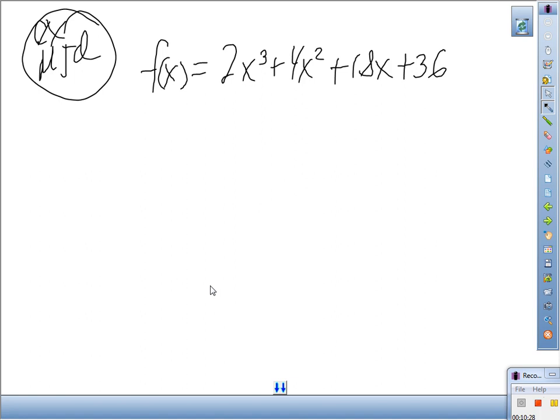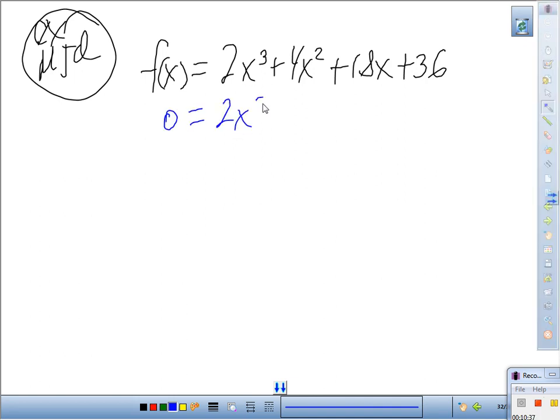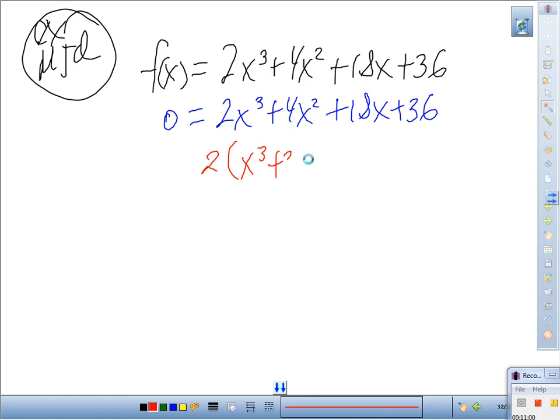All right, let's see. Get us started, please. Carlo, what's the first step? Set equal to 0. Very good. 2x cubed plus 4x squared plus 18x plus 36. Pass it to another group. Damien, what's the next step? GCF. What is GCF? 2. That is correct. X cubed plus 2x squared plus 9x plus 18. Hands up if you got up to right there by yourself. Okay, good. Pass it to another team.